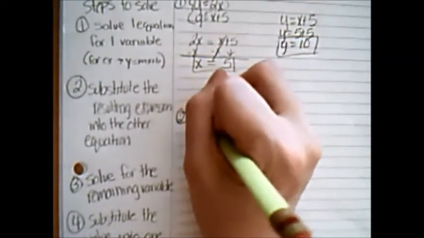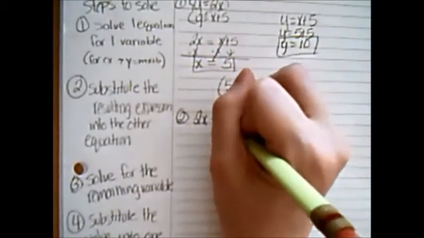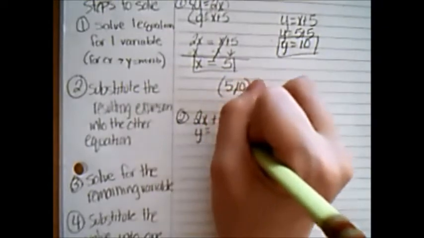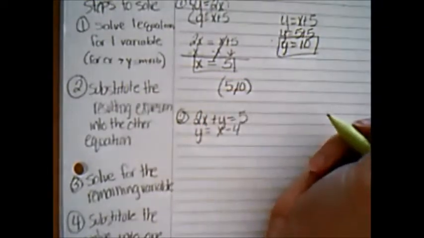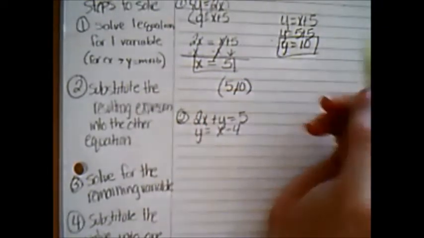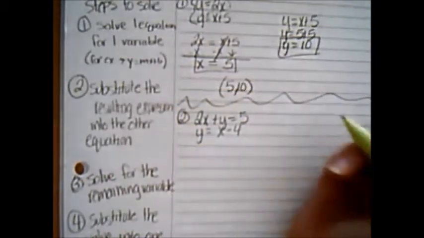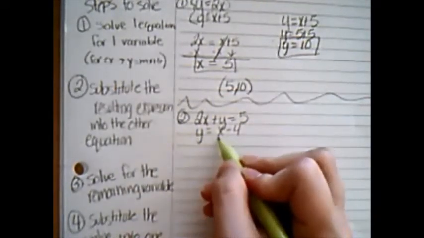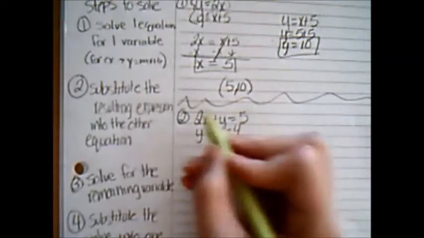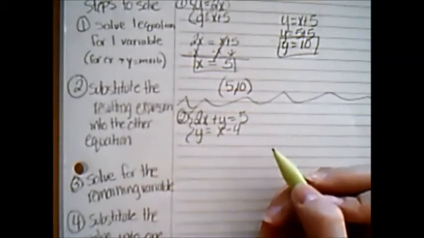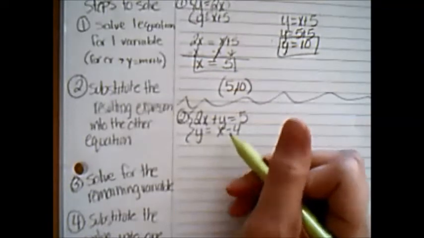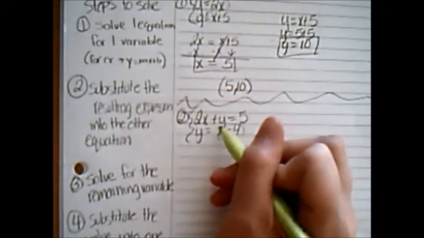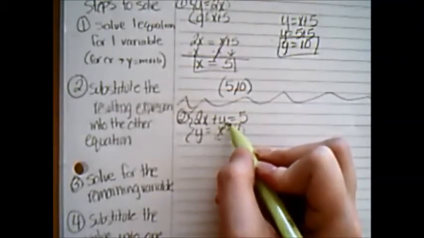I've got 2x plus y equals 5, and y equals x minus 4. So step 1 told us to solve one equation for the other variable. Well, I've already got one. This says y equals x minus 4. So I've already done step 1. Let's do step 2. Substitute the expression into the other. Since y equals x minus 4, I'm going to substitute that x minus 4 in for y.